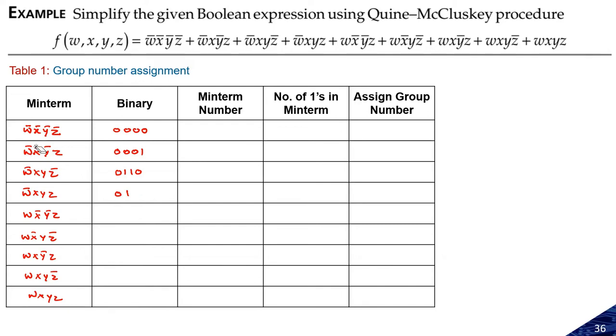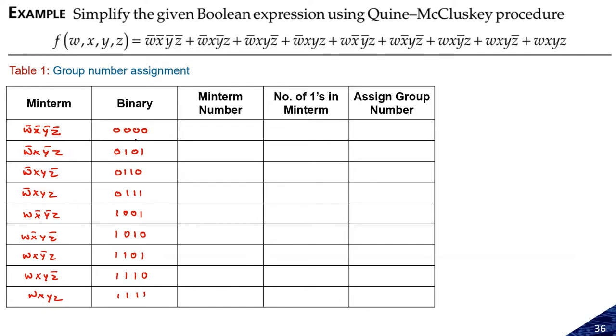Sorry, I missed it. Okay, fine. So this will become 0101. Next ones are 0111, 1001, 1010, 1101, 1110, and the last one is 1111. So this is what the numbers are.